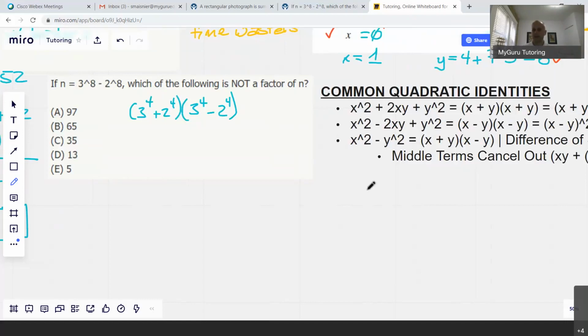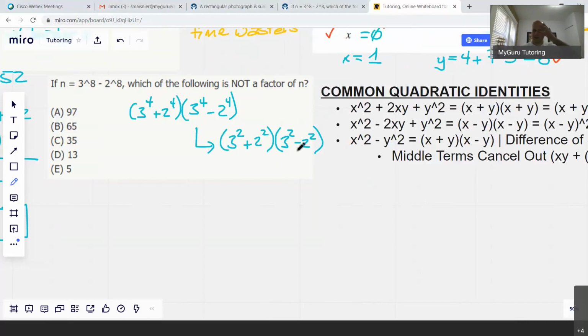Now, can we process the expression any further? Yes, we can. Which side can be factored further? Difference of squares again, and that's going to be the 3 to the 4th minus 2 to the 4th. So that goes here, and we've got 3 squared plus 2 squared times 3 squared minus 2 squared.